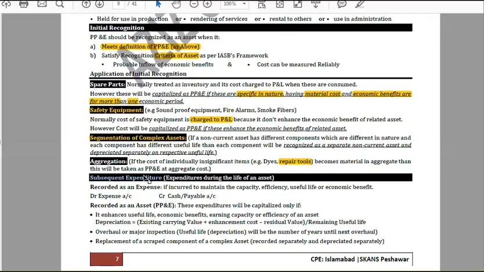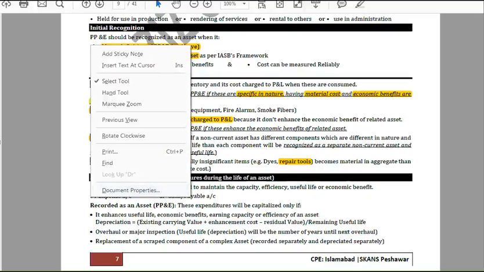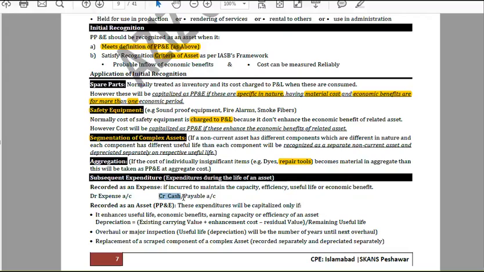Subsequent expenditure: expenditure during the life of the asset, expenditure incurred on an asset after the year of purchase. Normally it is recorded as an expense if it is incurred to maintain the capacity or efficiency or useful life. Just like repair expense, you're all familiar with the repair cost. Normally we incur repair cost in the subsequent years, to maintain the capacity, the efficiency or the useful life of the asset. So normally the repair cost will be recorded as an expense. So debit expense and credit cash, or if you have not paid until now, then payable. This is the normal treatment of subsequent expenditure.